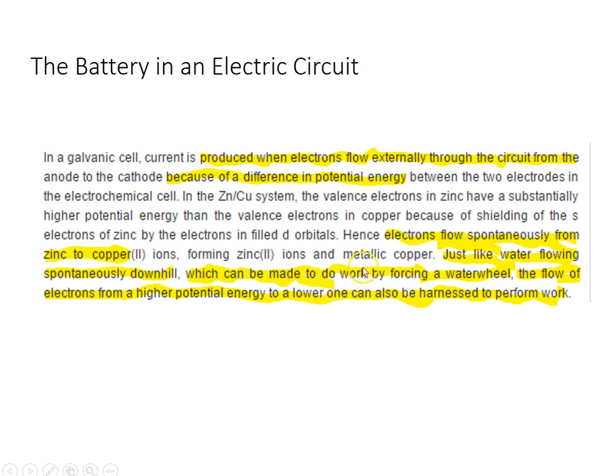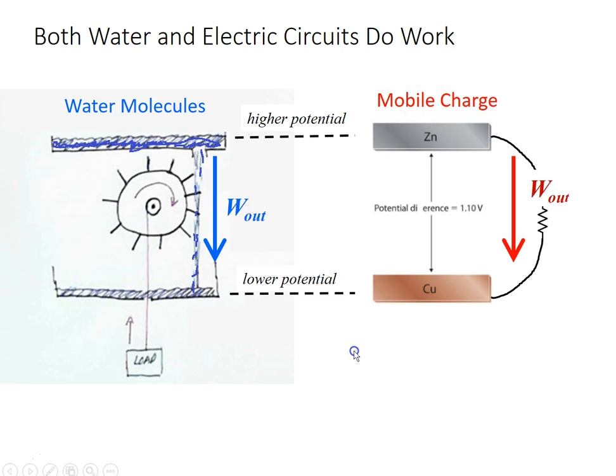Okay, let's get down here to the... Here it is right here. Electrons flow spontaneously from zinc to copper, just like water flowing spontaneously downhill, which can be made to do work by forcing a water wheel. The flow of electrons from a higher potential energy to a lower one can also be harnessed to perform work. Hence the water wheel water circuit analogy.